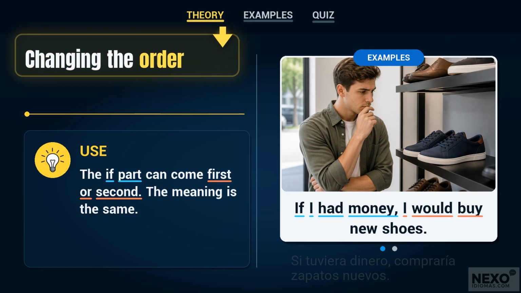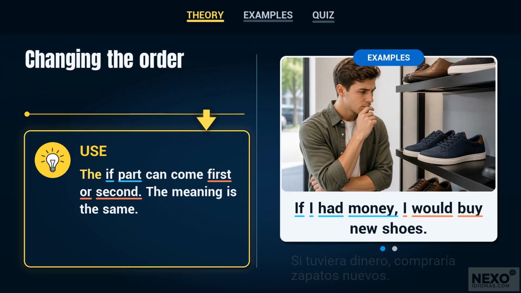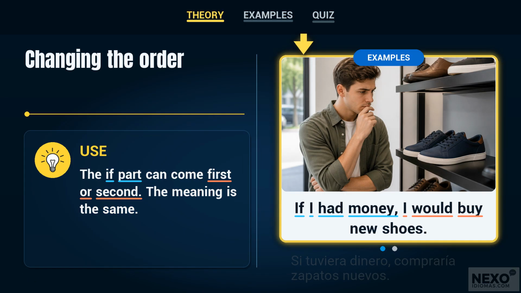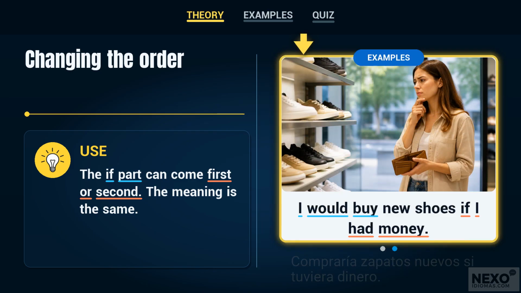Changing the order. The if part can come first or second. The meaning is the same. Example: if I had money, I would buy new shoes. Example: I would buy new shoes if I had money.